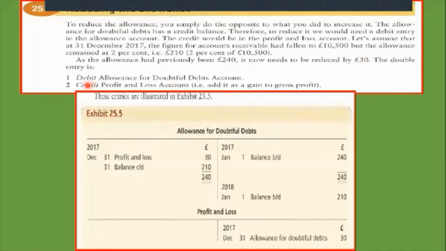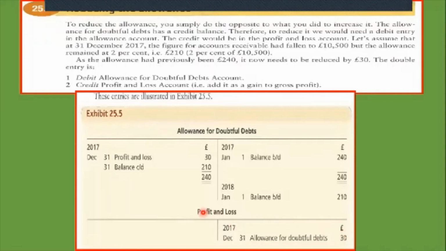The double entry is the other way around now. We are reducing. We debit the allowance and we put back some of the profits that we had set aside back in the profit and loss account. Okay, so our debit goes here in the allowance for doubtful account. This will reduce the 240 to 210, right? And we put in the amount in the allowance for doubtful accounts in the profit and loss account. We put it back in. This here is profit going back in the profit and loss account.